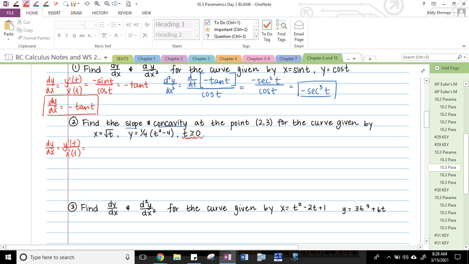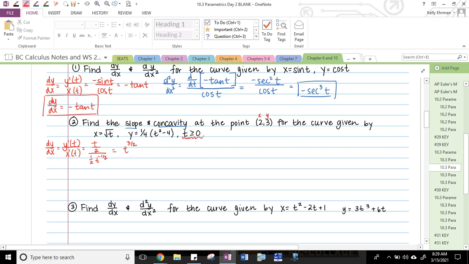Y prime, let's see, 1/4 of t squared would be 2t over 4 when I take the derivative, so t over 2. And then you'll have a constant, 1/4 times 4, the derivative of that will be 0, over x prime. So this would be 1/2 t to the negative 1/2. So we should definitely clean this up. We have 1/2 over 1/2, so those cancel. And then t to the first over t to the negative 1/2 is t to the 3 halves.